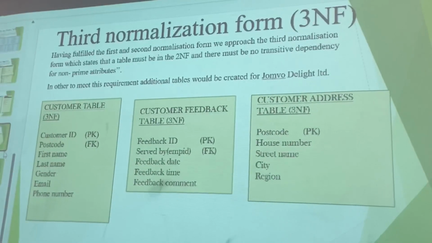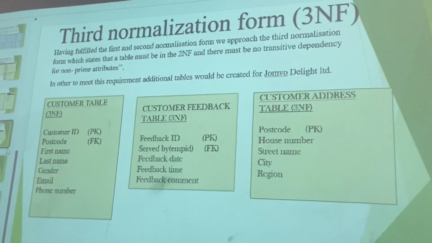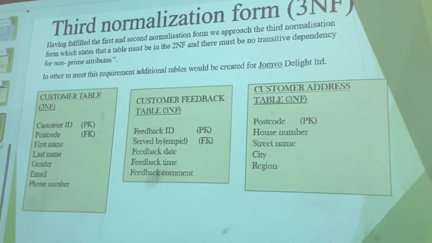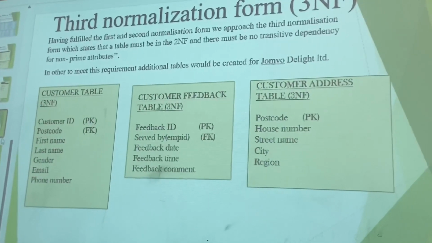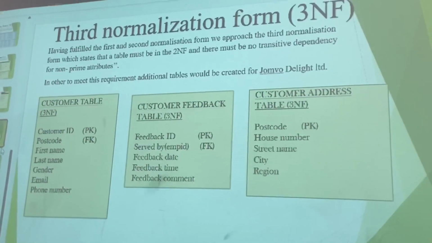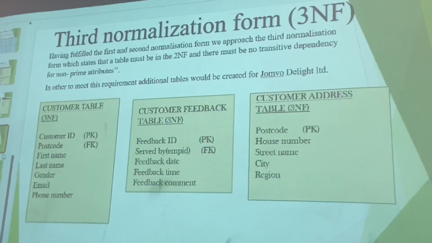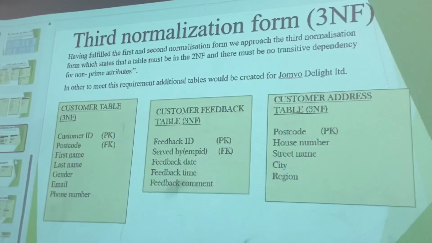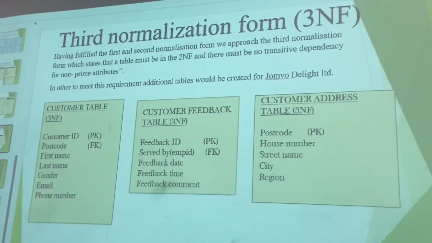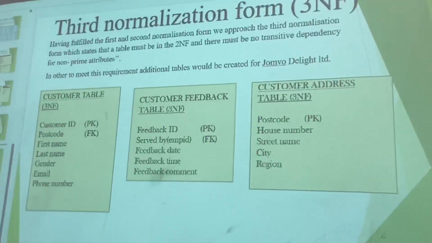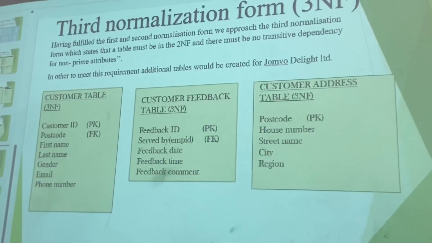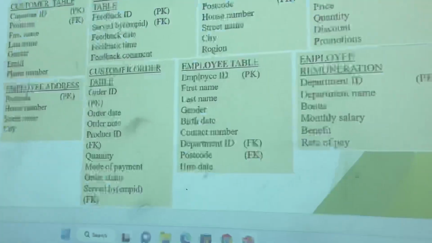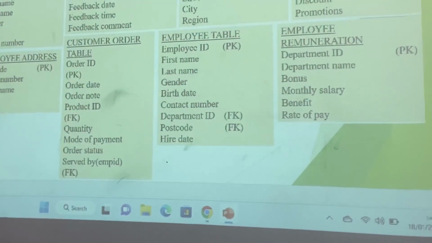After we finish with the second normalization form, we move to the third normalization form, which states that the table must be in the second normalization form and there must be no transitive dependency for non-prime attributes. To meet the requirements, additional tables were created for Jumbo Delights Limited: the customer feedback table, the customer address table, and the employee address table. I'll hand over to my next colleague.